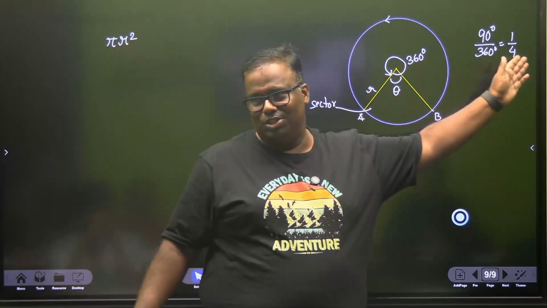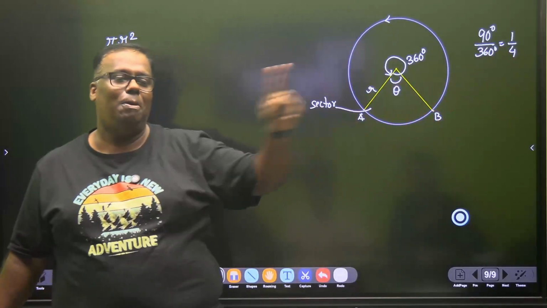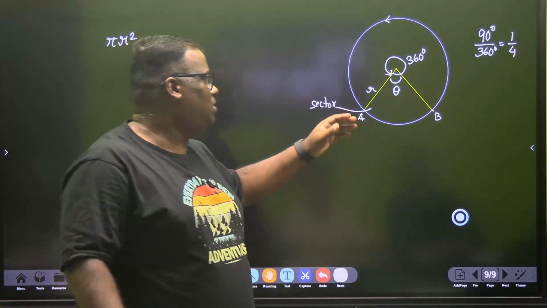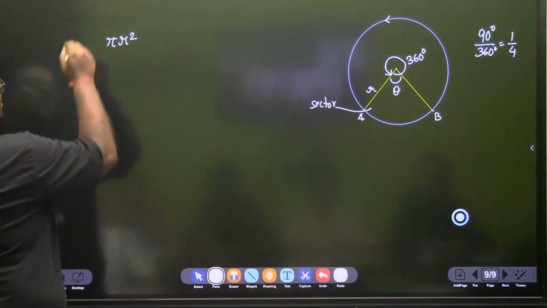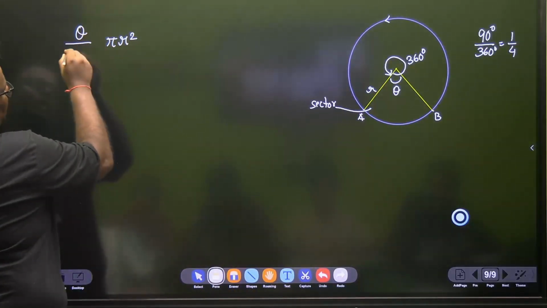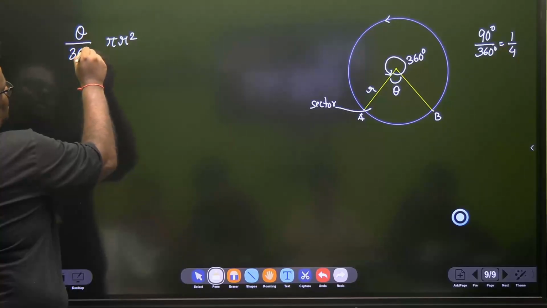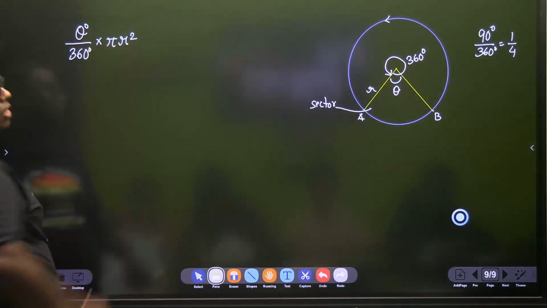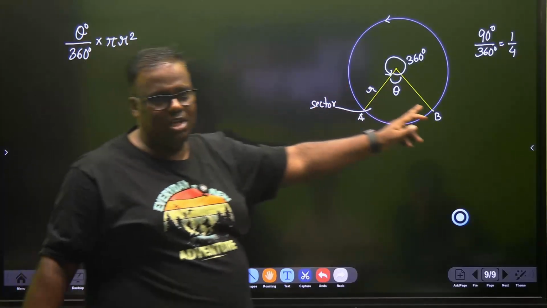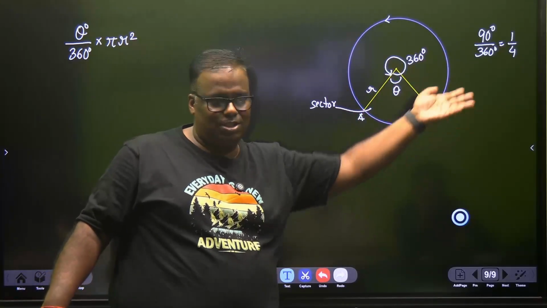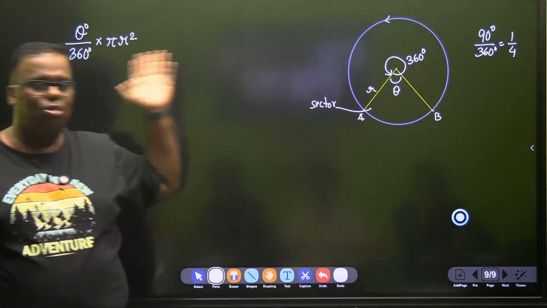So 1/4. So how much did you eat? 1/4 pi r square. Now suppose I don't know the angle out here, then this area will be how much? It will be theta portion of 360 degree into pi r square. By the same analogy, if the quarter of a pizza is 90 by 360 of the pizza, then this much is how much? Theta by 360.